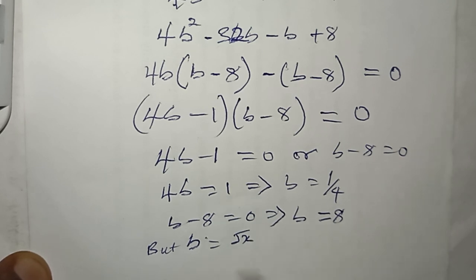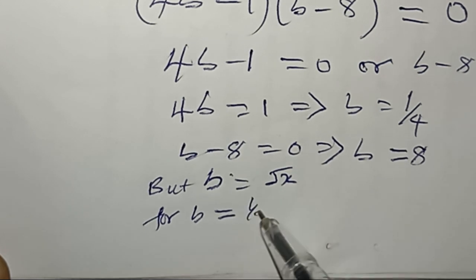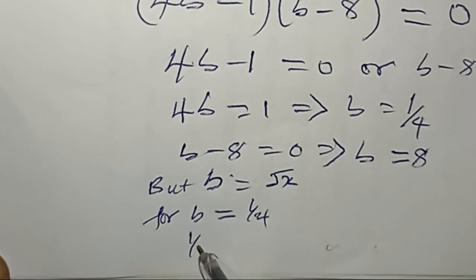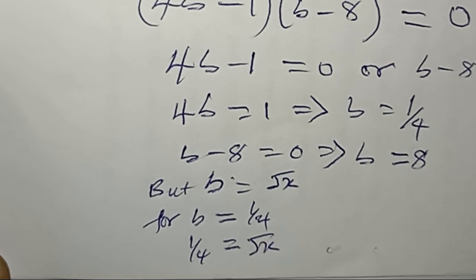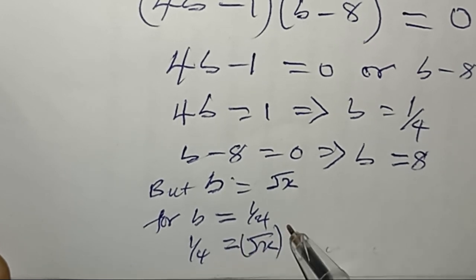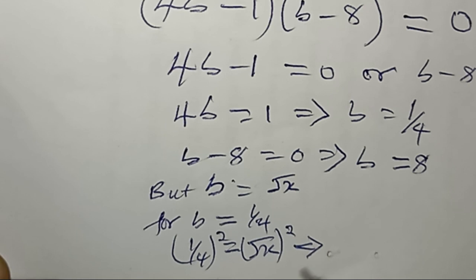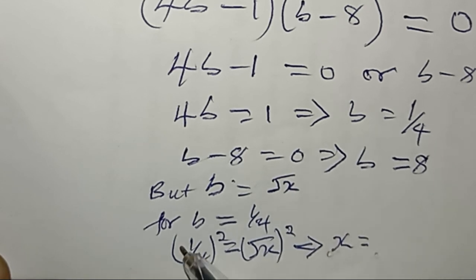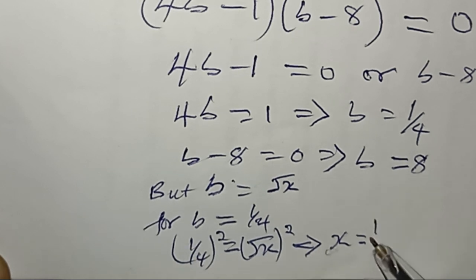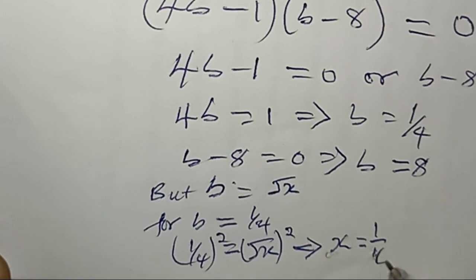So if we make the substitution for b equal to 1 over 4, this is now 1 over 4 is equal to root x. We can take the square of both sides, so that this implies that x is equal to the square of 1, which is 1. Of course, the square of 4 is 16.